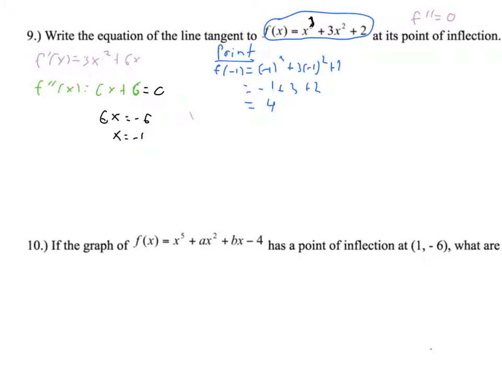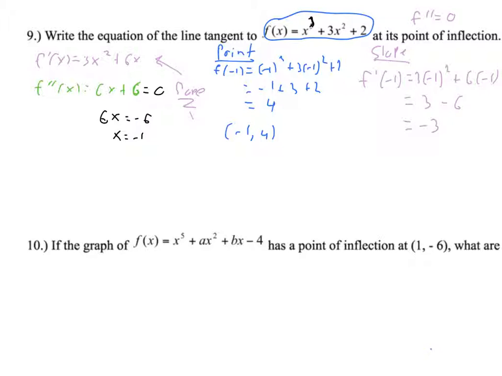The slope comes from the derivative. So what is f prime of negative 1? 3 times negative 1 squared plus 6 times negative 1. 3 minus 6 is negative 3. So our point is negative 1, 4, and our slope is negative 3.